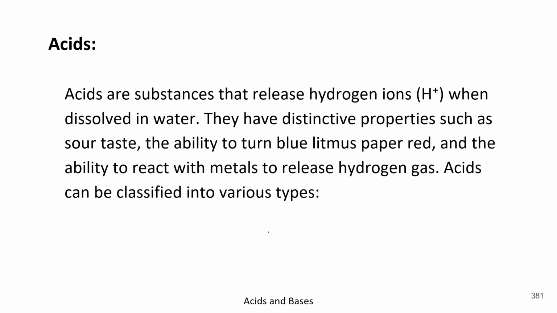Now let's move forward. Acids. Acids are substances that release hydrogen ions when dissolved in water. They have distinct properties such as sour taste, the ability to turn blue litmus paper red, and the ability to react with metals to release hydrogen gas. So basically acids have several types of properties with different substances. Let's have a look at these properties first.